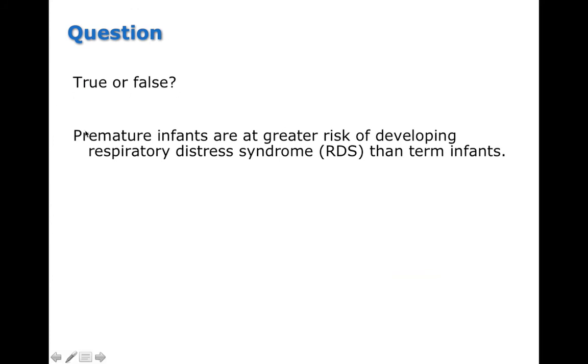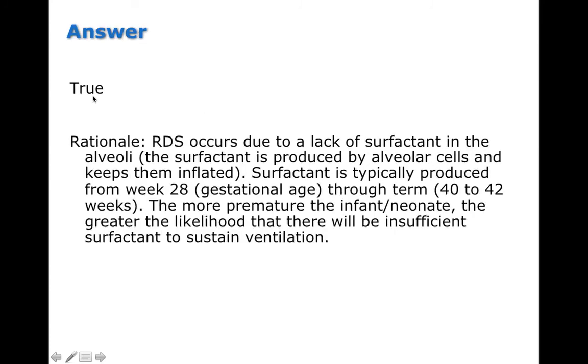This question here says true or false. Premature infants are at a greater risk of developing respiratory distress syndrome, RDS, than term infants. And that's true. We talked about how respiratory distress syndrome, also called IRDS, infant respiratory distress syndrome, is due to lack of pulmonary surfactant, but this is as a consequence of their premature birth. The type 2 cells of their alveoli aren't ready to make surfactant, and so you're more likely to see this in premature births. At 40 to 42 weeks, they're more likely to be ready to make surfactant, but before week 28, they're much less likely to make surfactant.